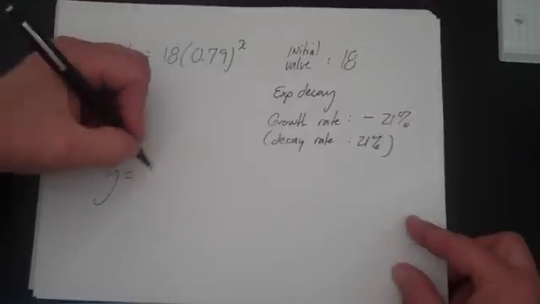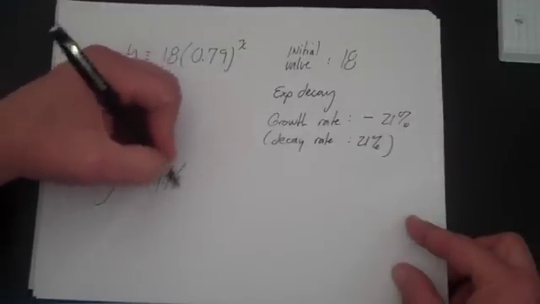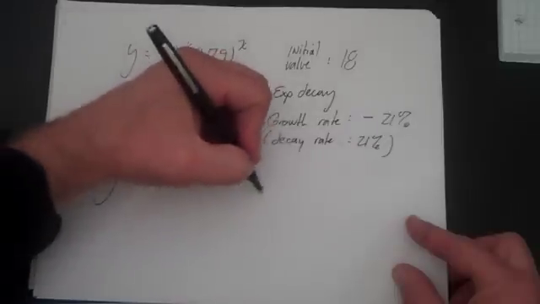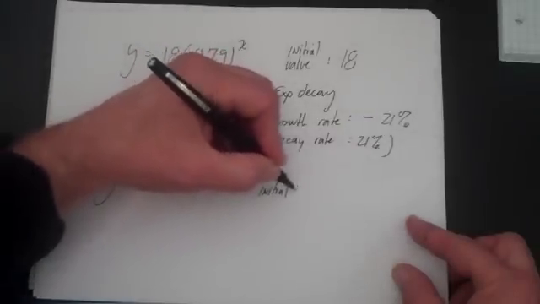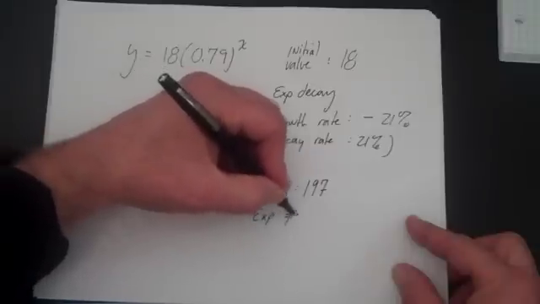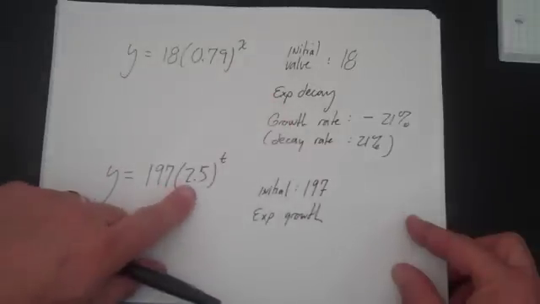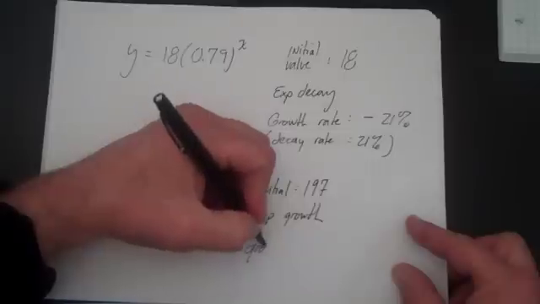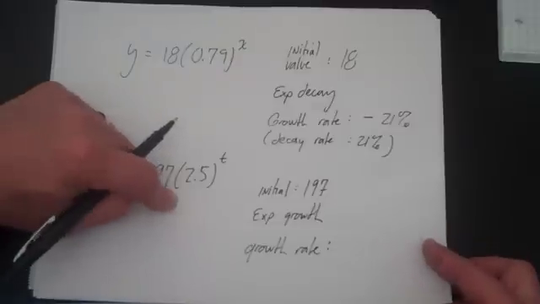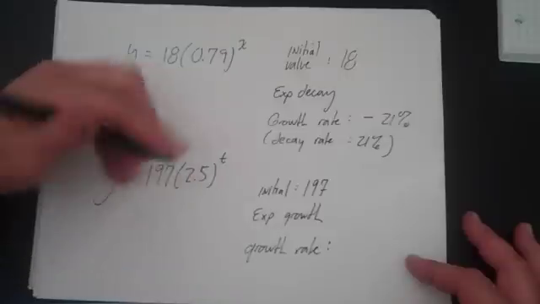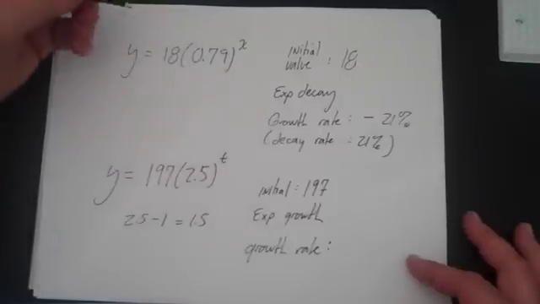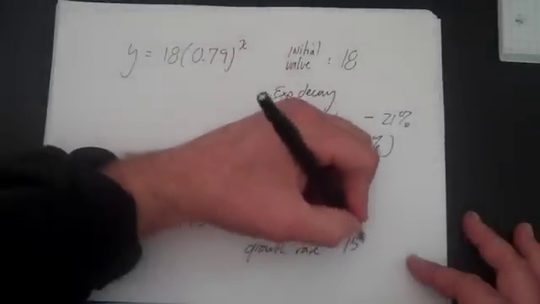Let's look at one more problem. That's y is equal to 197 times 2.5 to the t, initial value 197. It's exponential growth. The reason it's exponential growth is 2.5 is greater than 1. Now the growth rate, be careful, some students have trouble with this. The growth rate is the difference between 2.5 and 1. So simply go 2.5 minus 1 is equal to 1.5, so that's a growth rate of 1.5, or 150%.